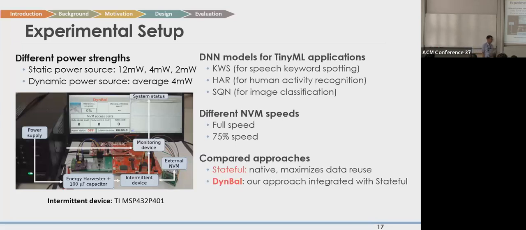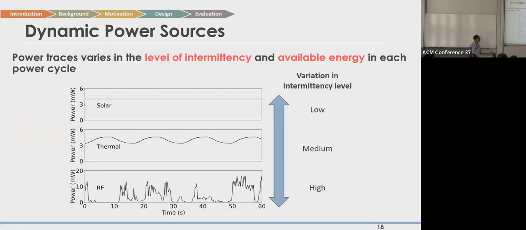And finally, we compare two approaches. One is Stateful. Stateful is an intermittent inference engine recently published. And our approach, Diabell, is integrated with Stateful. And we want to show how Diabell can improve over a recently published intermittent inference engine. And here, let me show some of the power traces used in our experiments. There are different kinds of traces, and some are more dynamic and some are less dynamic. For example, RF. For RF, the level of intermittency and the available energy in each power cycle change with time very significantly.